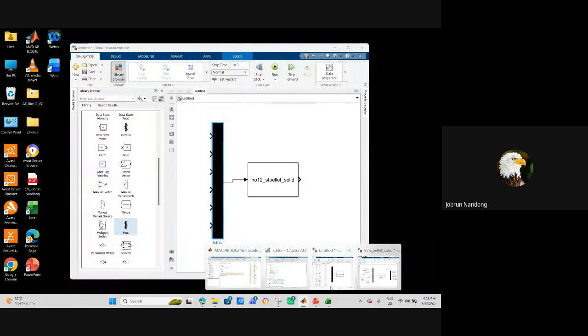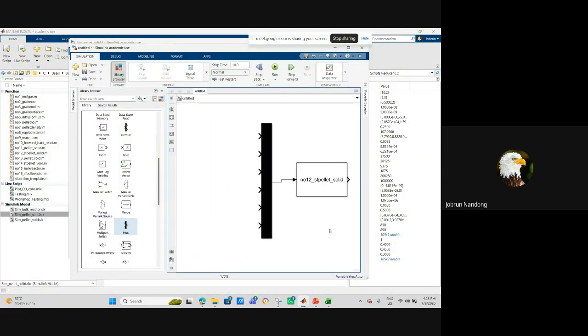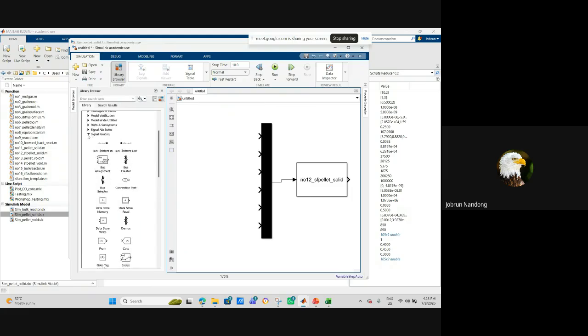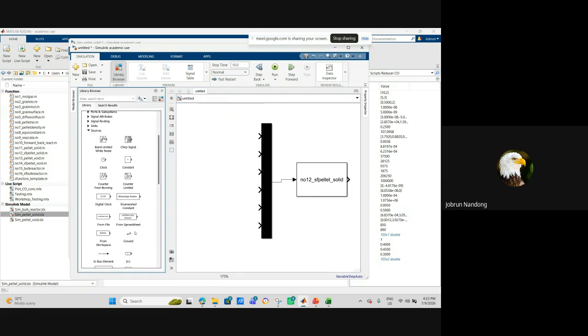Let's say we use this one. We want to create it here, so we need to go to Source. Okay, go to Source.